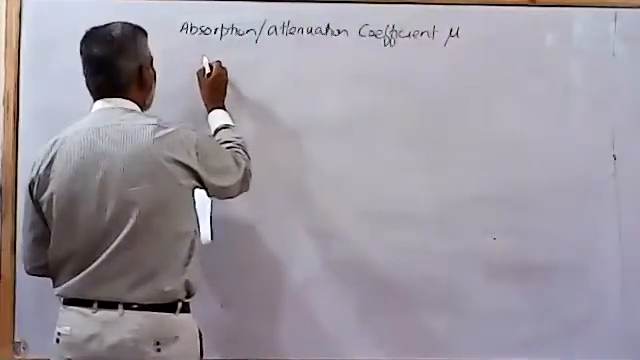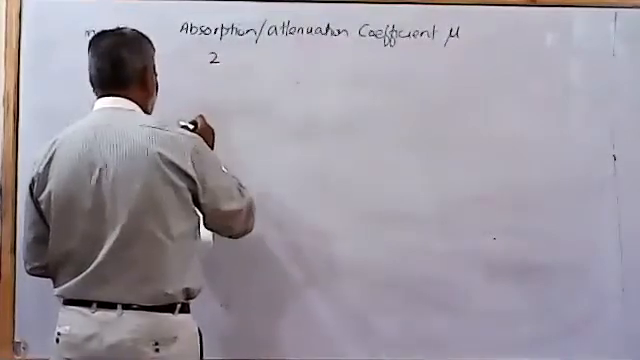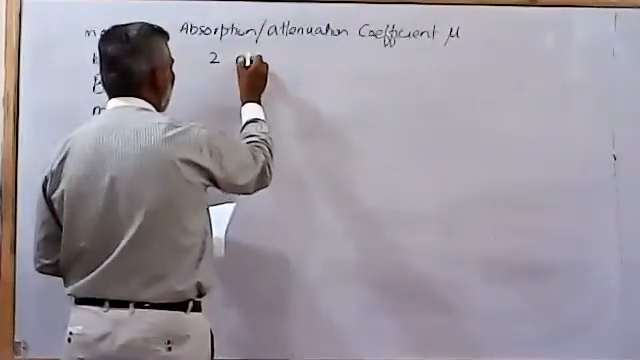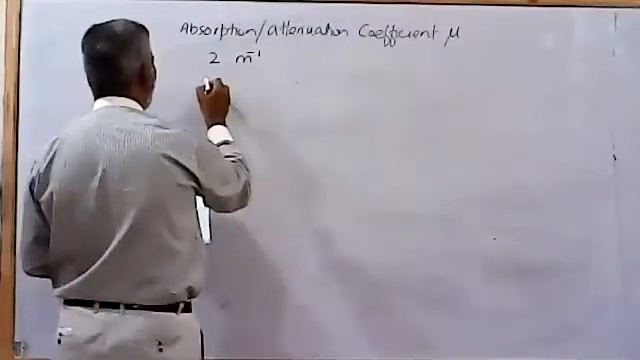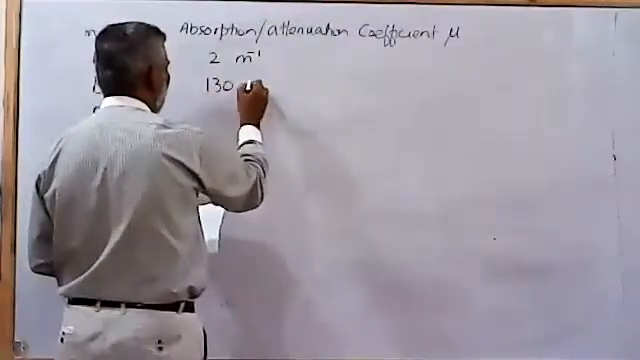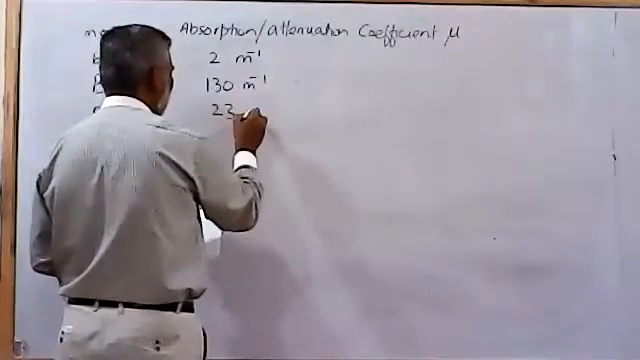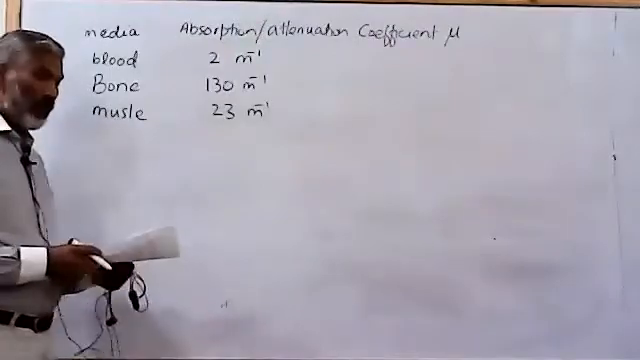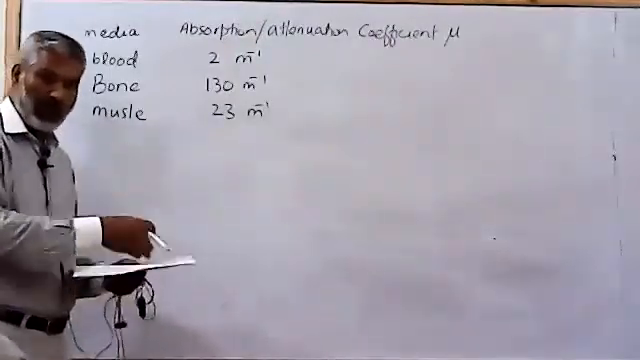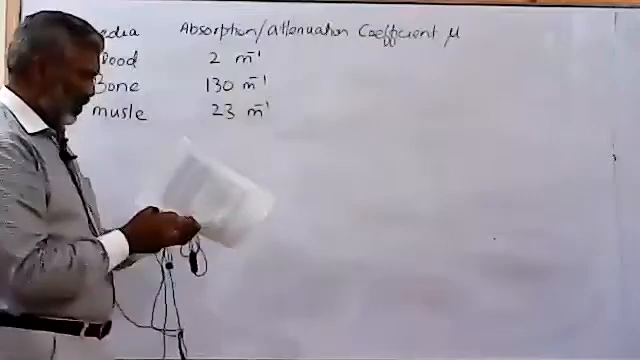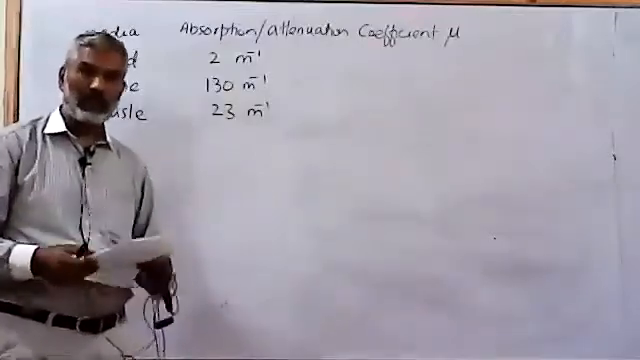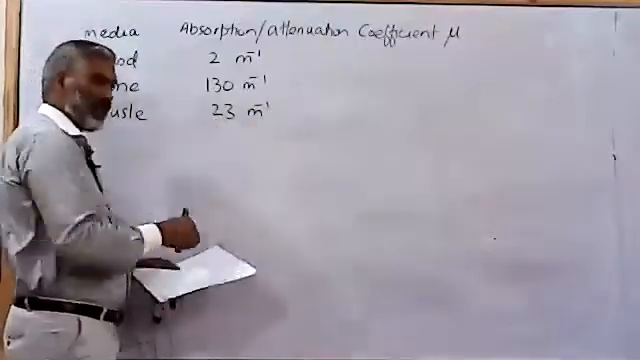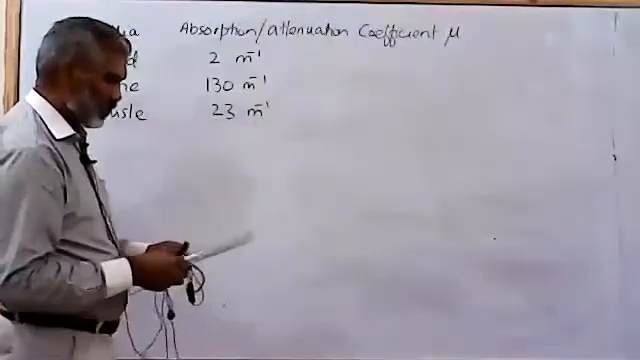For blood it is 2. This is measured in SI units, per meter. This is 130 per meter and this is 23 per meter. How much of the energy is lost per meter? That is the absorption coefficient: how much of the intensity is absorbed per unit length of that medium when it moves through it.